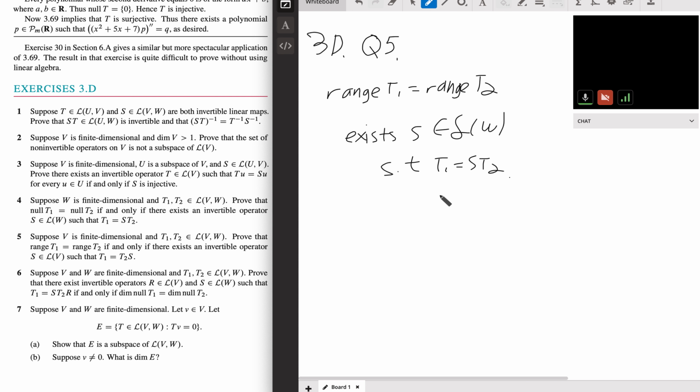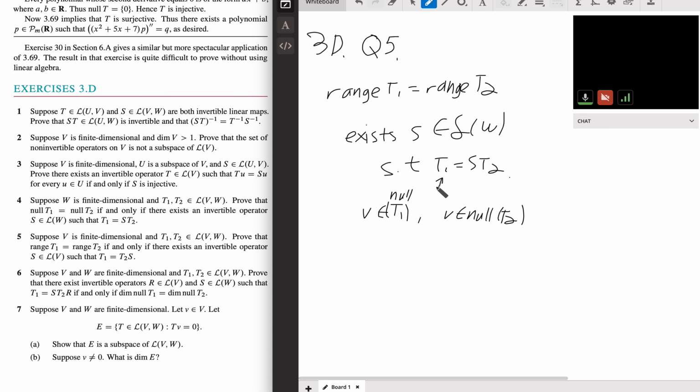So here's the thing, right? Consider this. T1 and T2 have the same range, it's just that S might take the benefit of shifting some of the inputs to where it makes more sense. Let me just briefly think about what that would entail. If V is in the null space of T1, that must also be in the null space of T2.